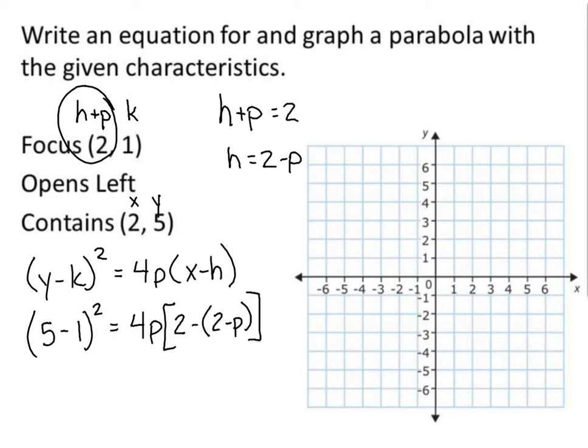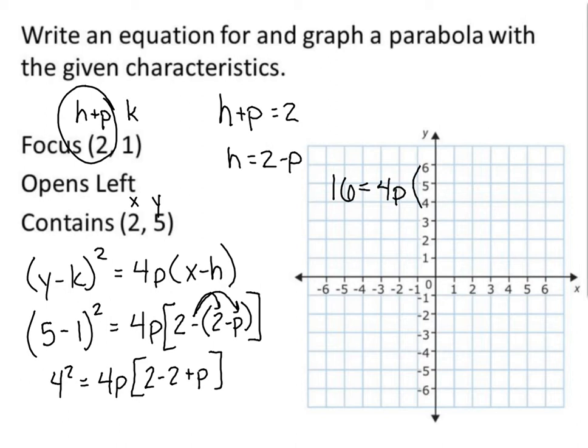Now let's go ahead and do our subtraction here. So this is going to be 4 squared is equal to 4p times 2. We're going to distribute this negative here and here. So it'll be 2 minus 2 plus p. 4 squared is going to give us 16. 2 minus 2 is 0. And 0 plus p is just going to leave us with p. 4p times p is going to leave us with 4p squared.